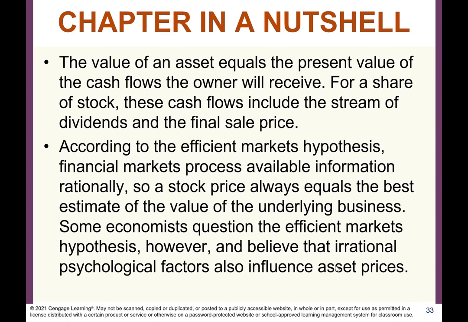The value of an asset equals the present value of the cash flows the owner will receive. For a share of stock, these cash flows include the stream of dividends and the final sale price. According to the efficient markets hypothesis, financial markets process available information rationally, so a stock price always equals the best estimate of the value of the underlying business. Some economists question the efficient markets hypothesis, however, and believe that irrational psychological factors also influence asset prices.